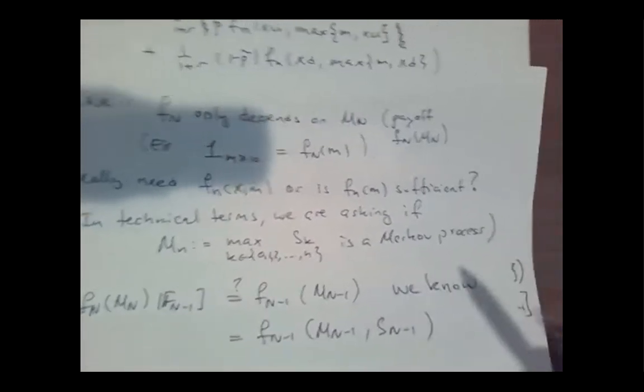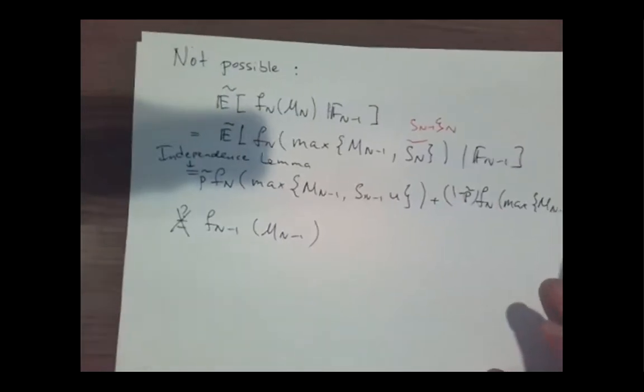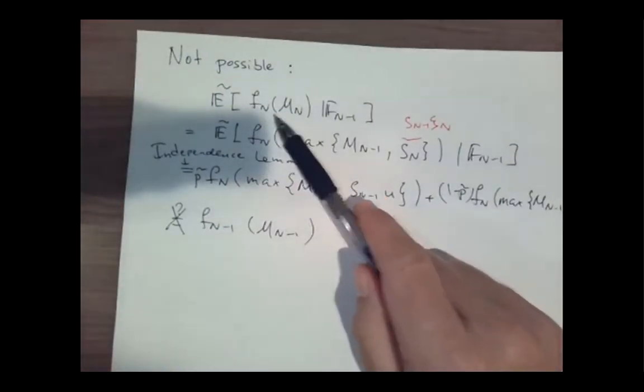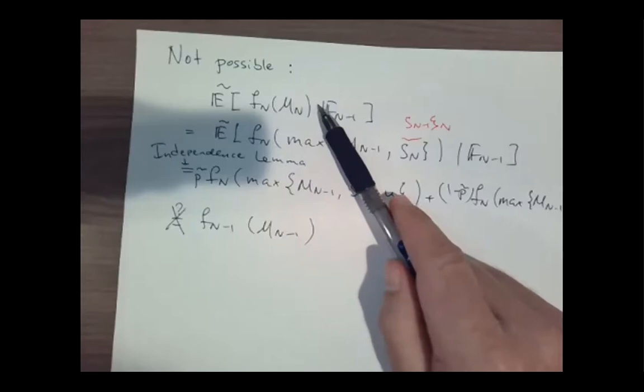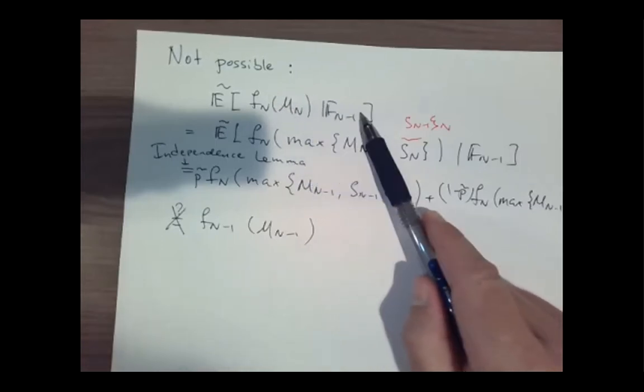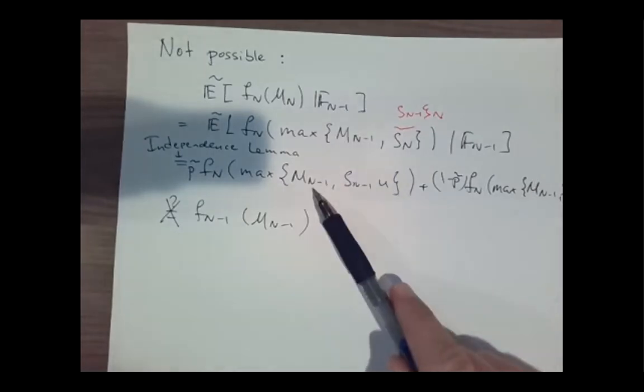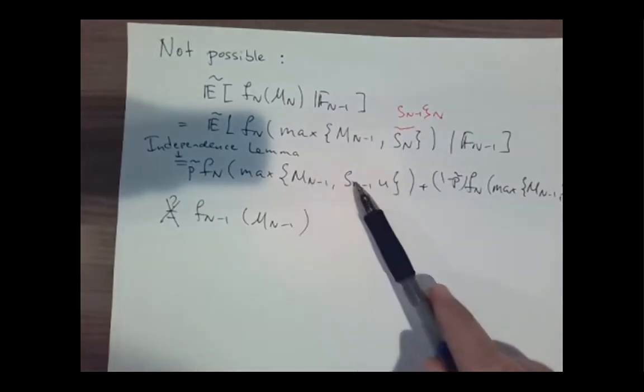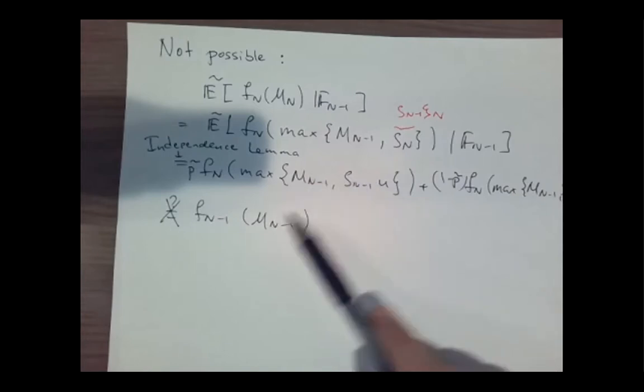And the answer is, unfortunately, that you have to keep track of both, because if I just go back one period, even though my terminal payoff only depends upon the running max, as soon as I perform the conditional expectation, I'm going to get something that depends both on the running max as well as the stock. Right? I can't write this here as a function of Mn minus 1. I'm missing this.